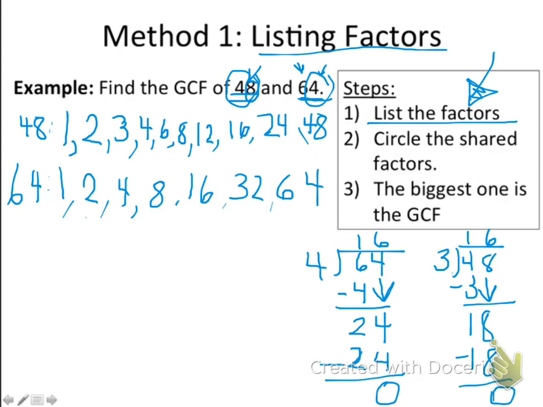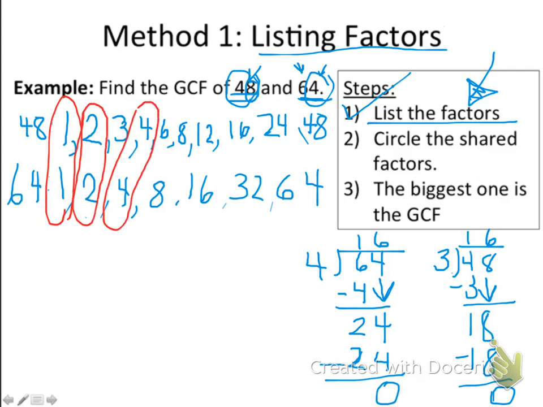That was a long process, but we can check off our first step. We've listed the factors. The next thing to do is circle any shared factors, any common factors that they both have. They both have 1. They both have 2. They both have 4. They both have 8. They both have 16. And that's it. Done with step 2.